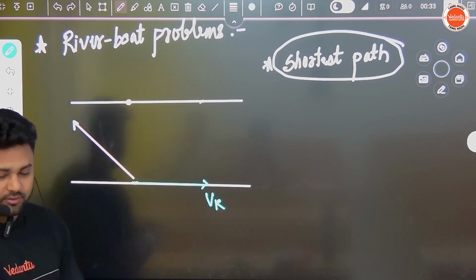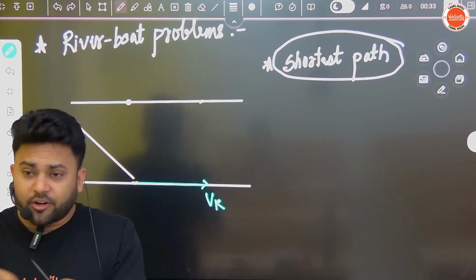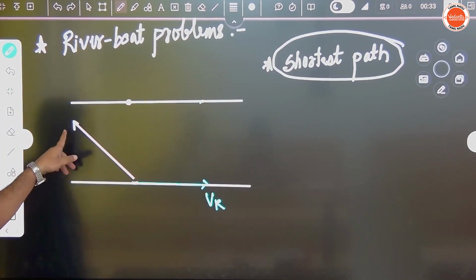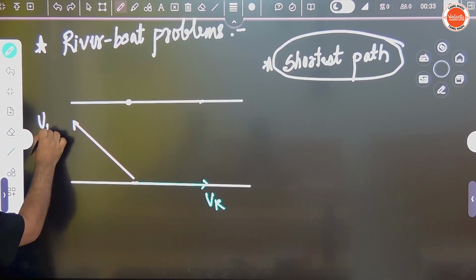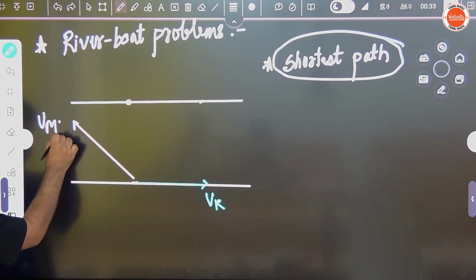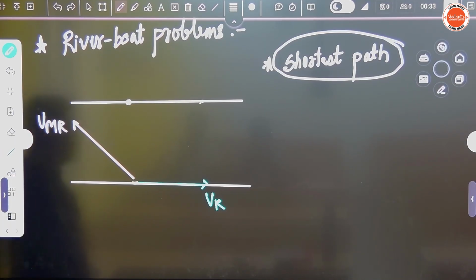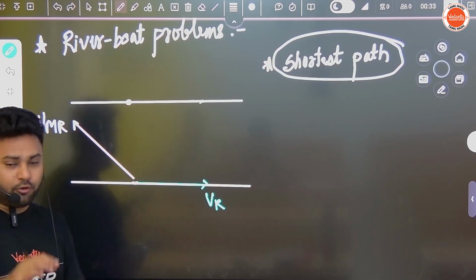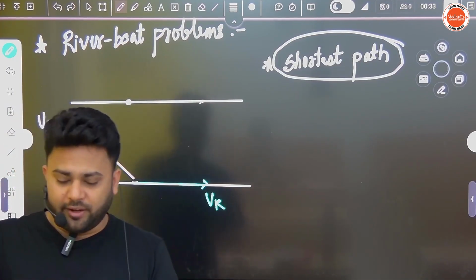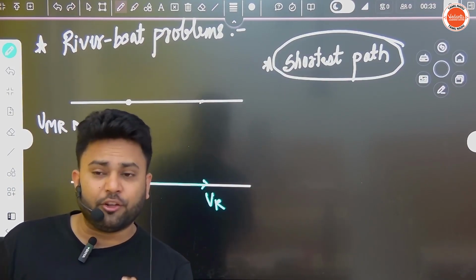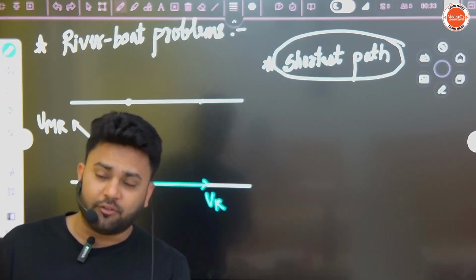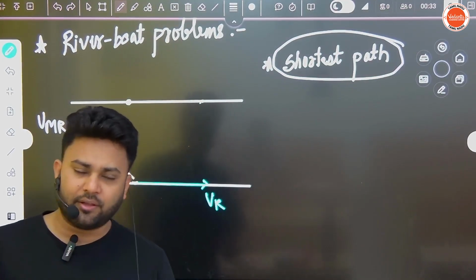So wherever you are trying to swim, you have to try to swim in this direction. This is called velocity. Always remember, velocity of man or boat, whatever. Velocity of man with respect to river, VMR I am writing. Velocity of man with respect to river. Whenever you are trying to swim or wherever you are steering the boat, that is the velocity of boat with respect to river.